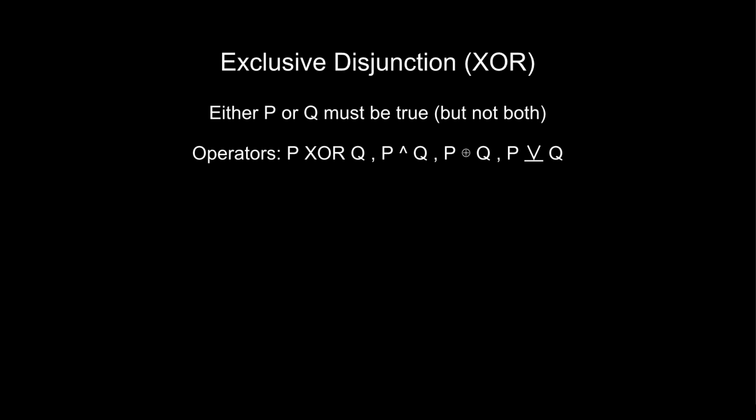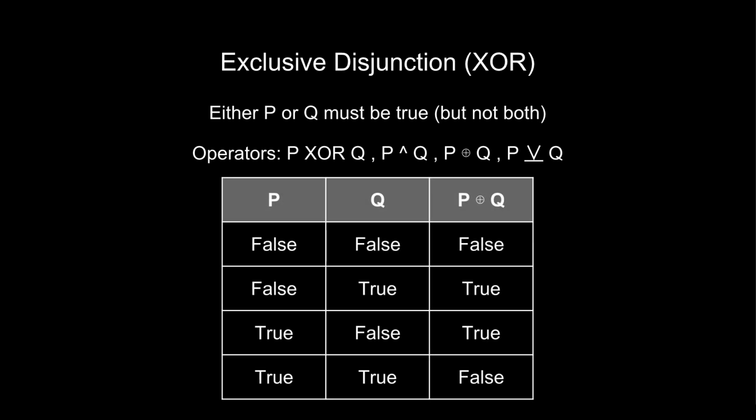You'll see it often with the operator XOR, or a plus with a circle around it. This table shows the result of P XOR Q. You can see that if either P or Q is true, then the result is true. If both are false, or if both are true, then the answer is false. Exclusive OR can be very useful, but we don't have a logical operator for it when it comes to making compound conditional statements in C, so we'll just have to ignore it for now.